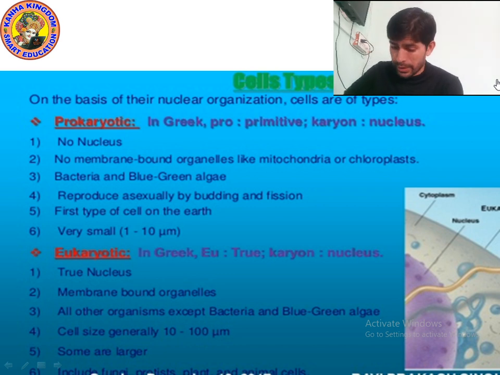Okay, kids. In the first class of this chapter, we studied that on the basis of the number of cells, there are two types of organisms, unicellular and multicellular. But on the basis of nuclear organization, there are two types of cell: prokaryotic and eukaryotic.